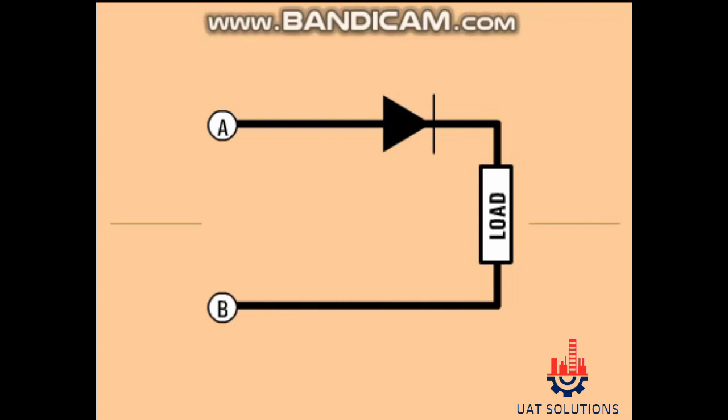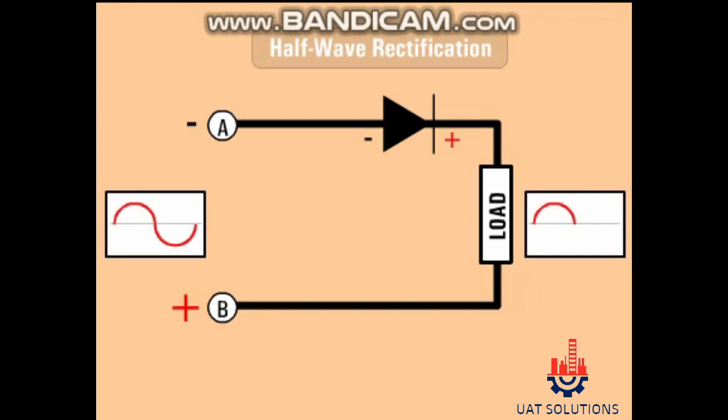During the positive alternation or first half cycle of the AC sine wave, A is positive and B is negative. The diode has a positive voltage on its anode and a negative voltage on its cathode. Current flows through the diode, allowing only the positive alternation of the AC sine wave to be converted. During the negative alternation or second half cycle of the AC sine wave, A is negative and B is positive. The diode has a negative voltage on its anode and a positive voltage on its cathode. No current flows through the diode, and the negative alternation of the AC sine wave is blocked. This is known as half-wave rectification.